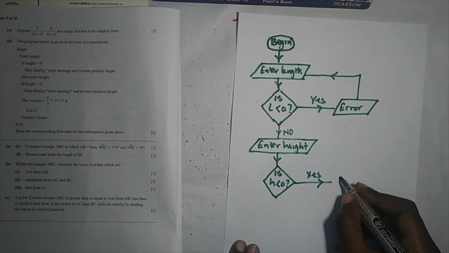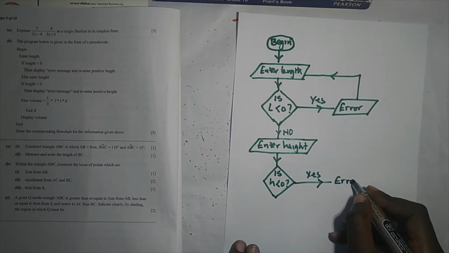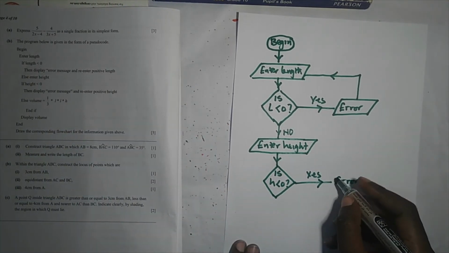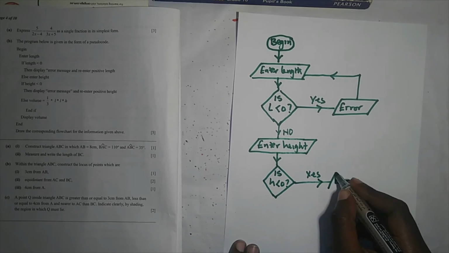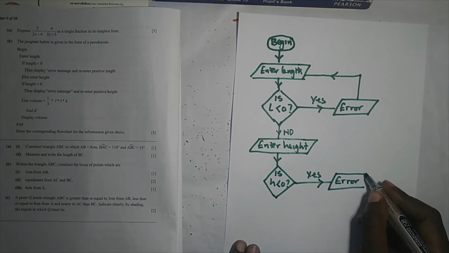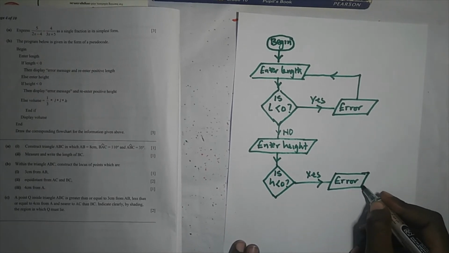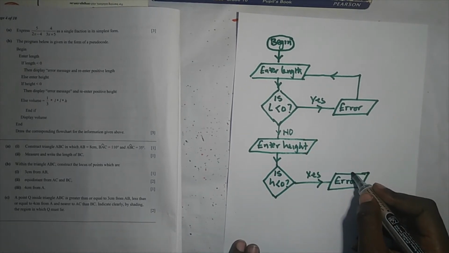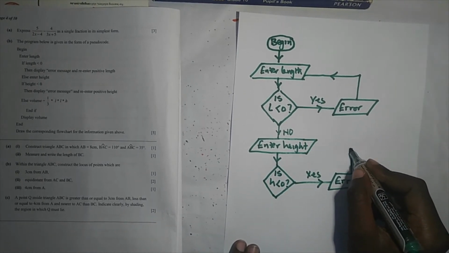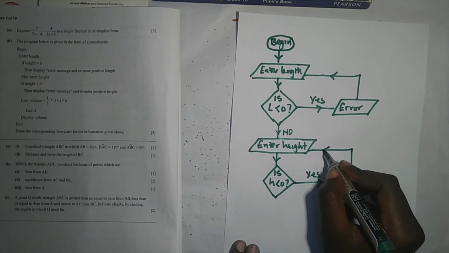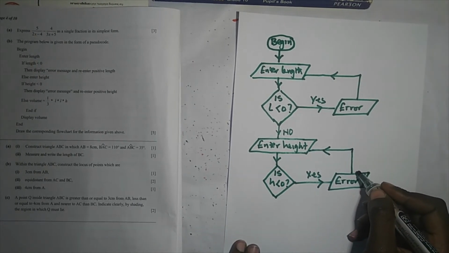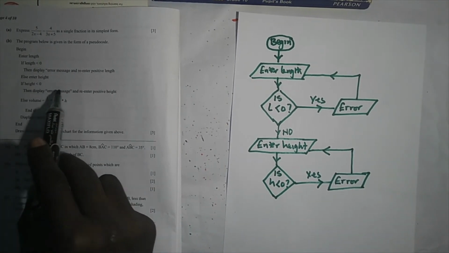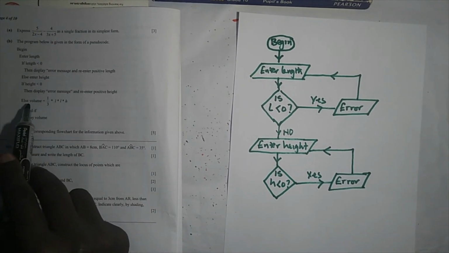So we are going to have an error message here. Error, you can even write the whole statement, error message. So I'll just write error here, and then you put it in a parallelogram. The error goes in a parallelogram. So you have to re-enter the height. So the arrows will go back up to there, re-entering the height. And then now the next statement from displaying the error message is else the volume.